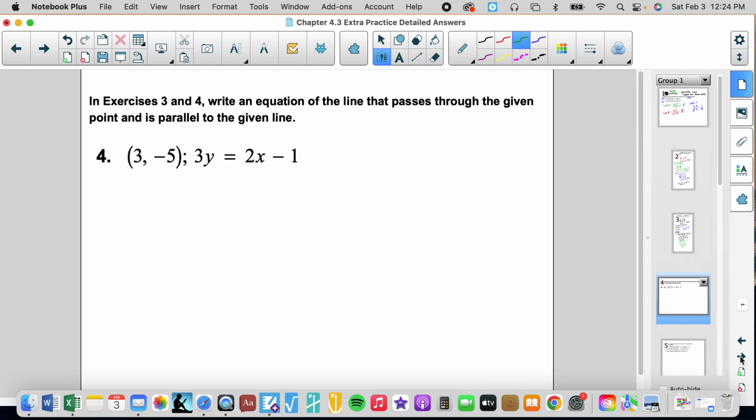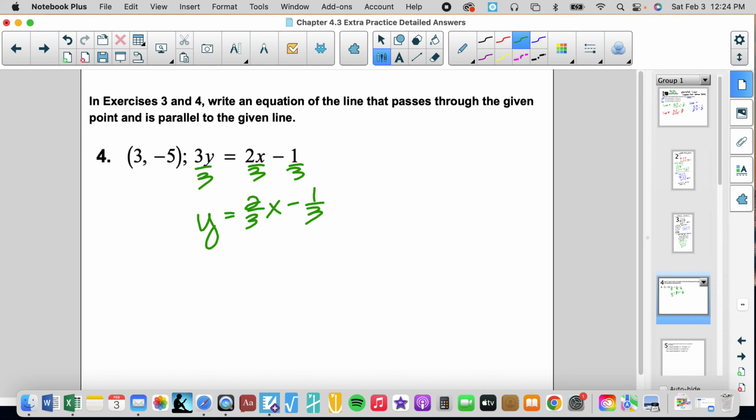So we'll do the same thing again. This is not in slope-intercept form, so we have to solve for y. We get 2/3 x minus 1/3. Why do we do this? Because we have to find the slope of this line.